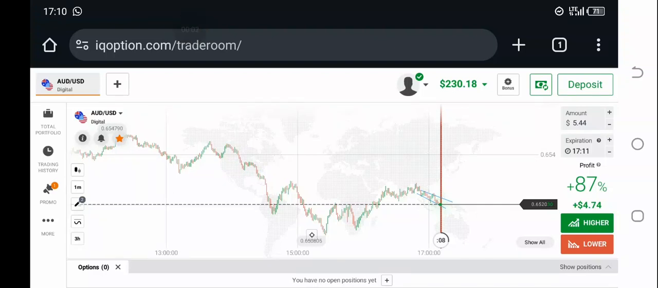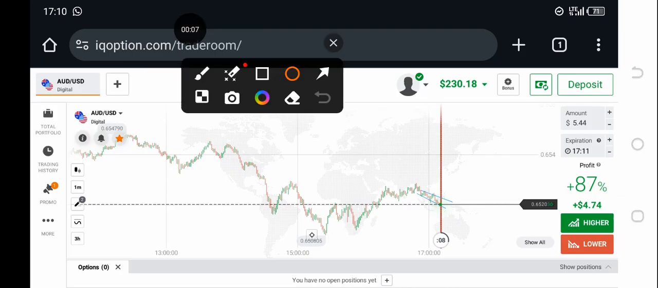All right, so as you already know, we already have a deposit of $200 in our balance, right? But we're already up by $30 in profit. Okay, so we are at $230. So I took some trades today.